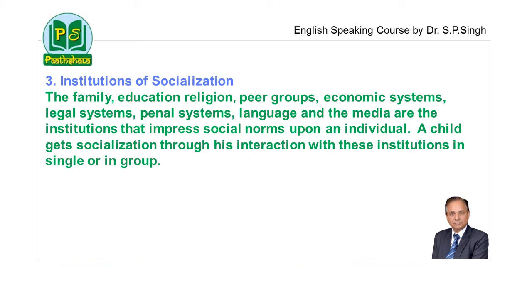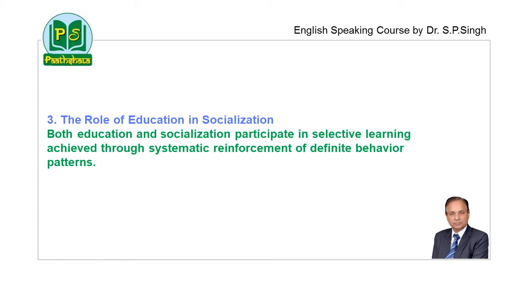The family, education, religion, peer groups, economic systems, legal systems, penal systems, language, and the media are the institutions that impress social norms upon an individual. A child gets socialization through his interaction with these institutions, singly or in groups. Both education and socialization participate in selective learning achieved through systematic reinforcement of definite behavior patterns.